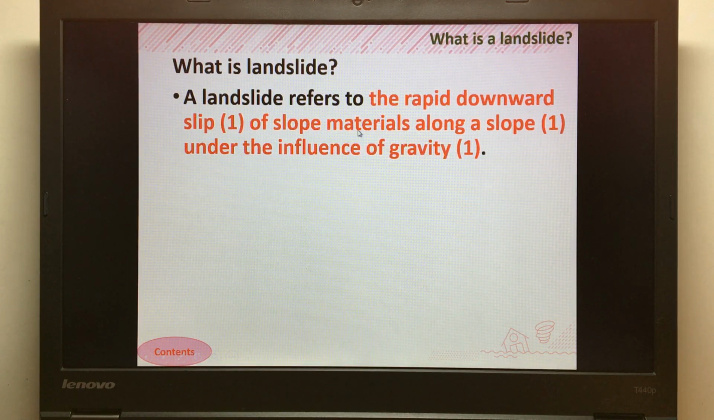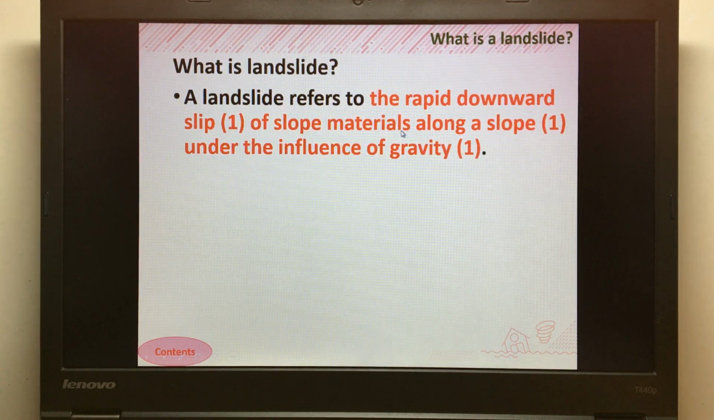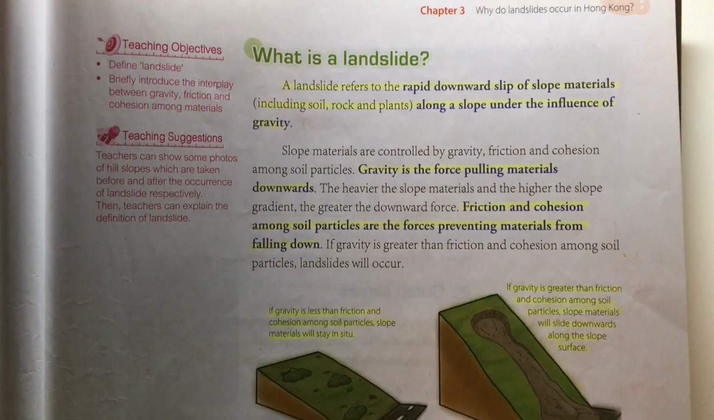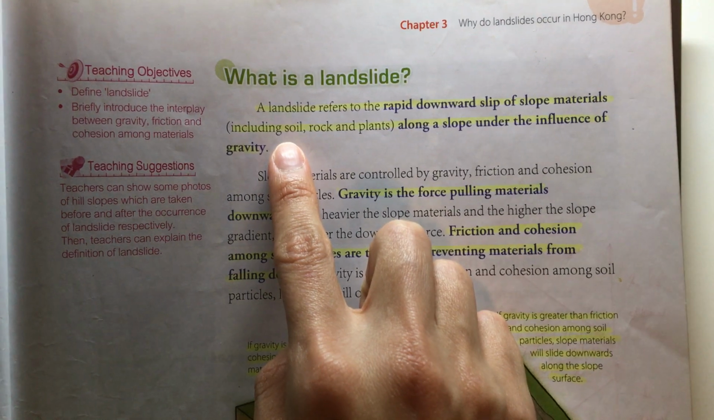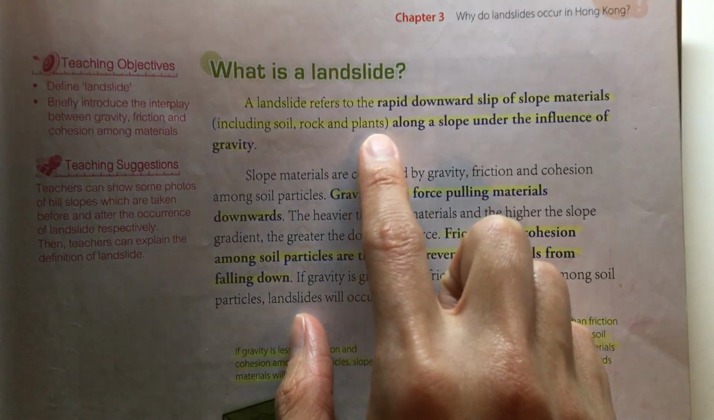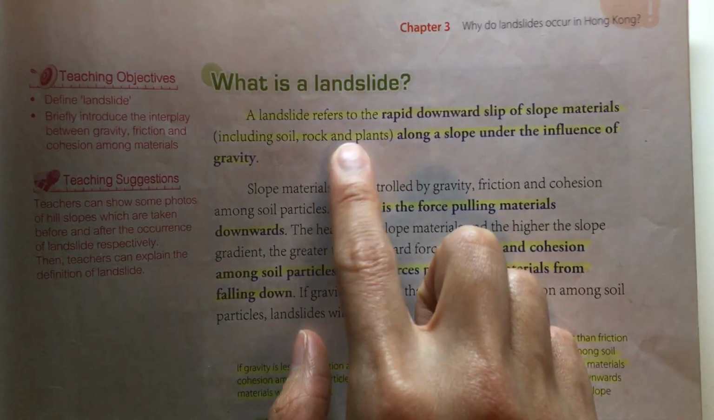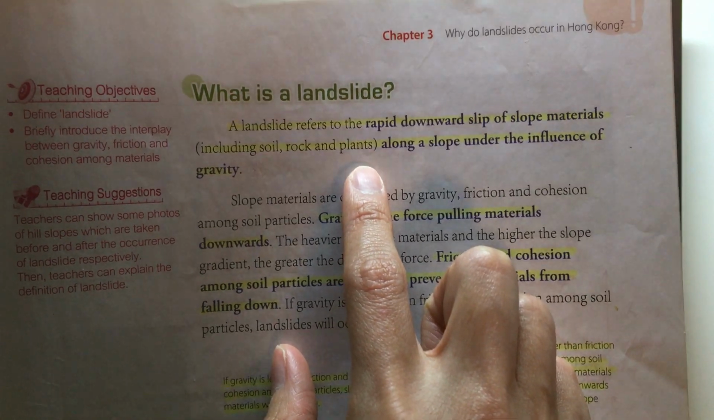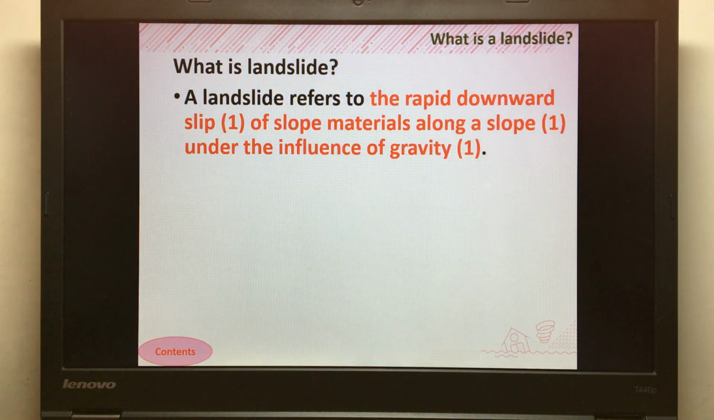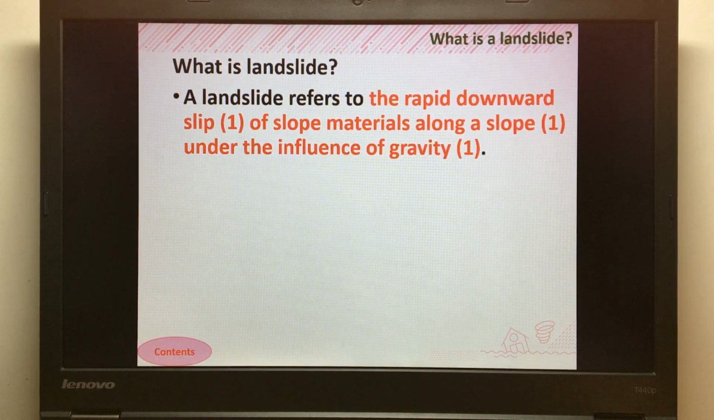And then there are different kinds of material that will slide down along the slope. What kind of material will slide down? All the things on the slope will slide down. The textbook talks about the soil, the rocks, the plants, or maybe some human structures, such as buildings or people on it. All of these things will slide down along the slope. And why do the different kinds of material slide down? It is due to the influence of gravity on our Earth. We have gravity, so all the things on Earth will be pulled down.